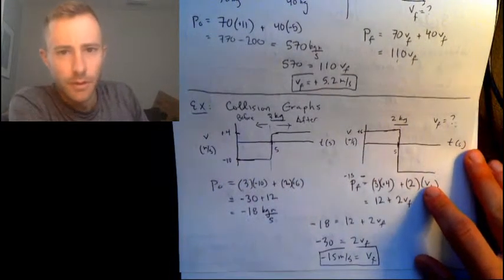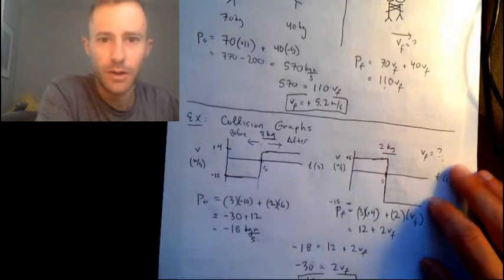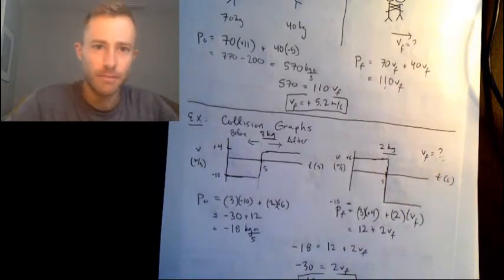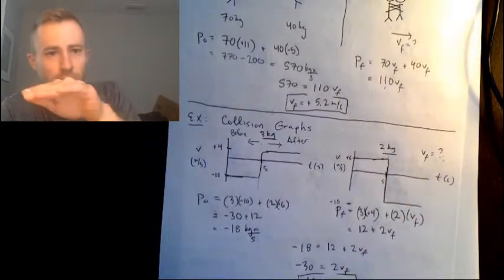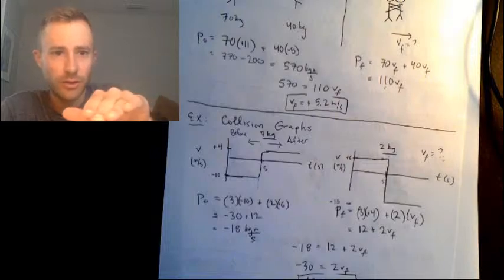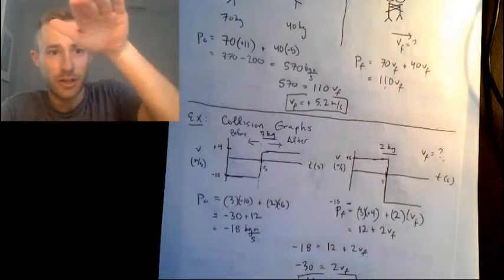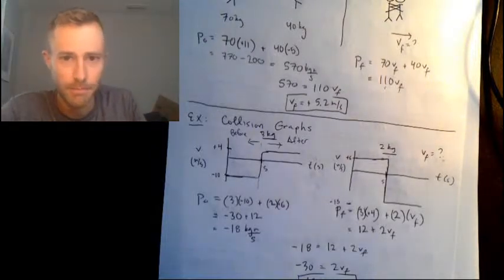So this is how you analyze collision graphs. They look flat, and then once the collision occurs, they abruptly change, and then they're flat again.